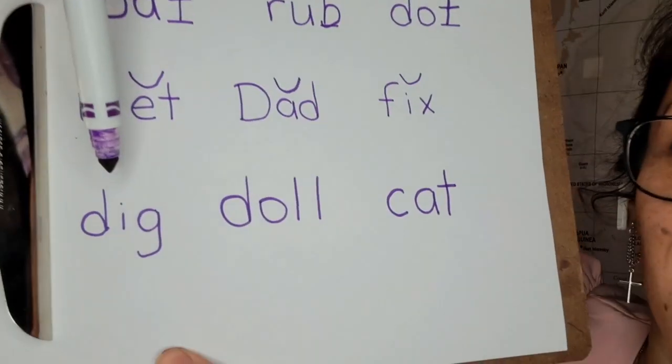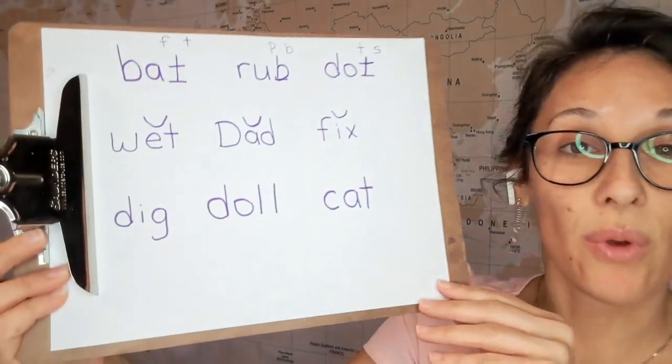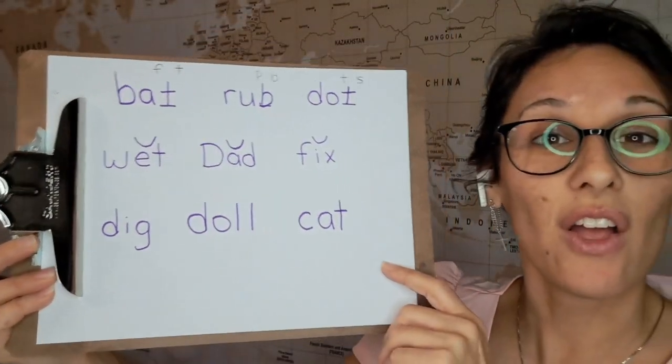Now we're going to go to the last row and read them. Ready? I'll give you a chance to actually read this one. Practice reading it yourself also, this bottom row, and then I'll help you read them.